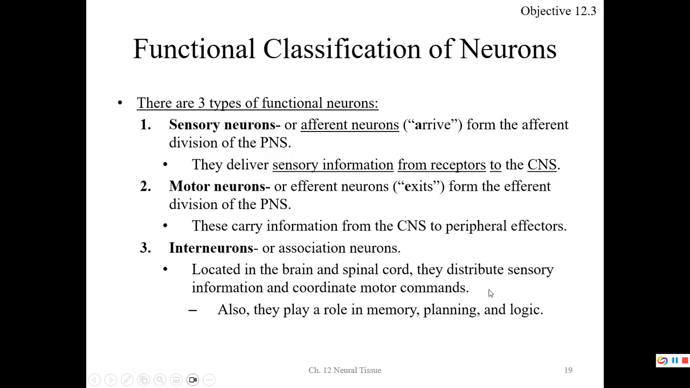Okay. All right. Neurons functionally can be one of three types. They can be sensory neurons, motor neurons, or interneurons. Sensory neurons we call afferent neurons because they arrive. They form the afferent division of the PNS. They're going to carry sensory information. Motor neurons, they are efferent neurons. They exit. They form the efferent division. They carry commands to the peripheral effectors, motor commands. And then there's interneurons. We call them association neurons. They're in the brain and spinal cord, and they distribute sensory information and coordinate commands. Very important in learning, like memory, planning, logic, things like that.